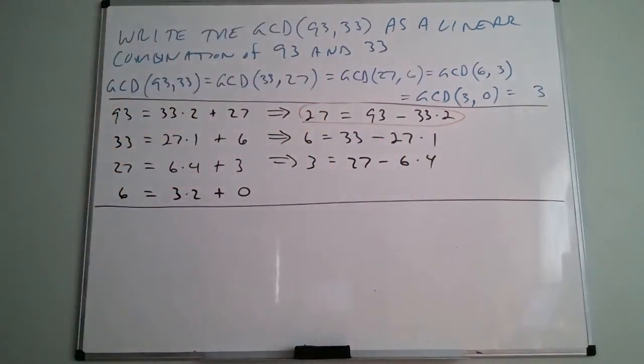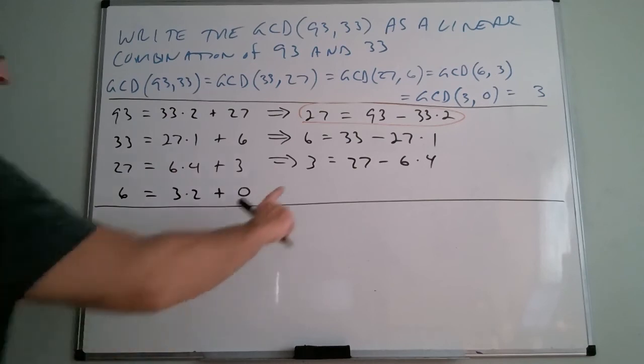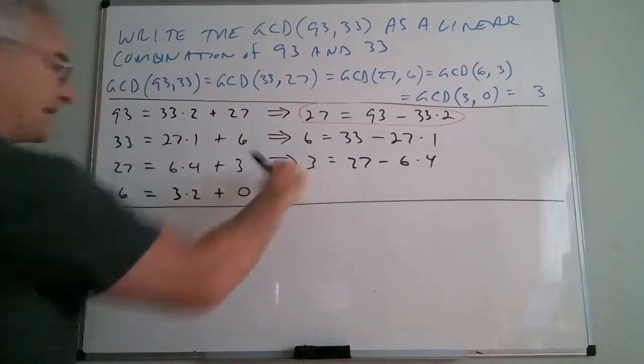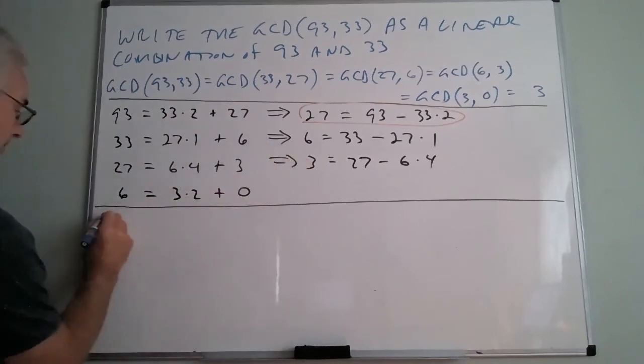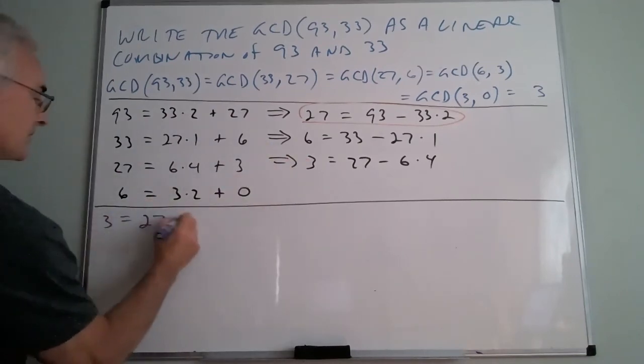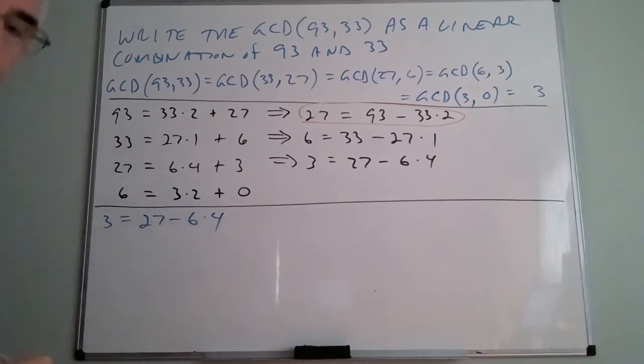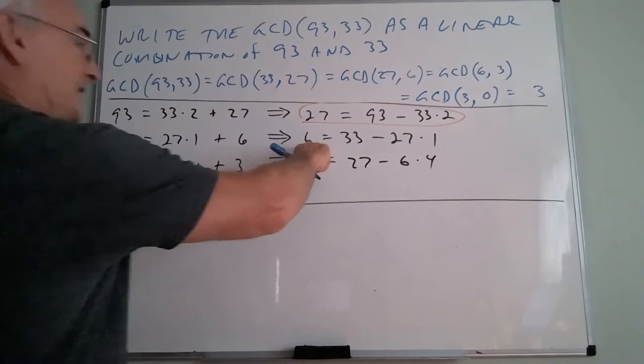Now what we want to do is work backwards. I'm going to start with the last statement I had, which was 3 equals. I'll use a different colored pen now so you can keep track. My blues are starting to die. All right. So 3 equals, go back to the statement here: 27 minus 6 times 4. Okay. But what did 6 equal?